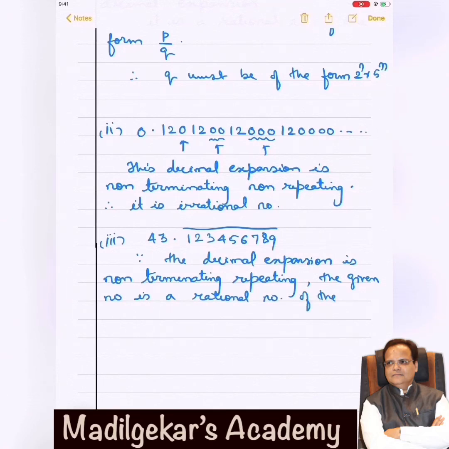of the form P by Q, but Q is not of the form 2 raised to m into 5 raised to n. It means the prime factors of Q will also have factors other than 2 or 5.